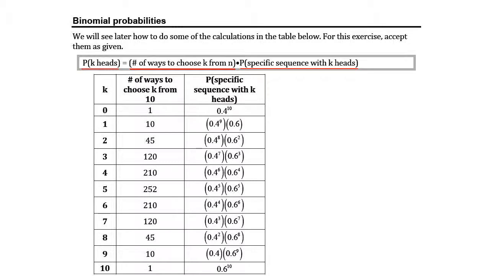So for example, if we're looking at 2 heads out of 10 flips, we're looking at a specific sequence like heads, tails, tails, heads, and the rest of them tails. That would be 2 heads total. So when we multiply these together, we get the overall probability of K heads from N flips.